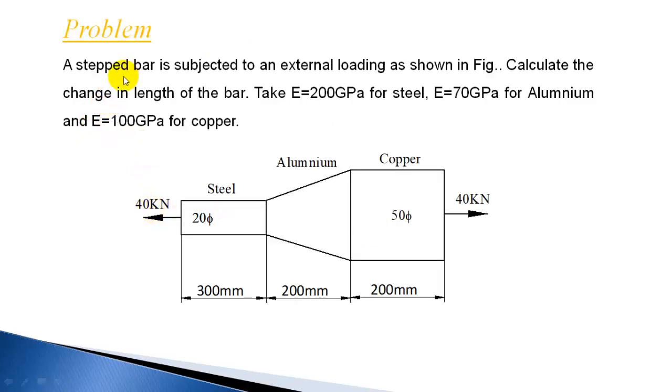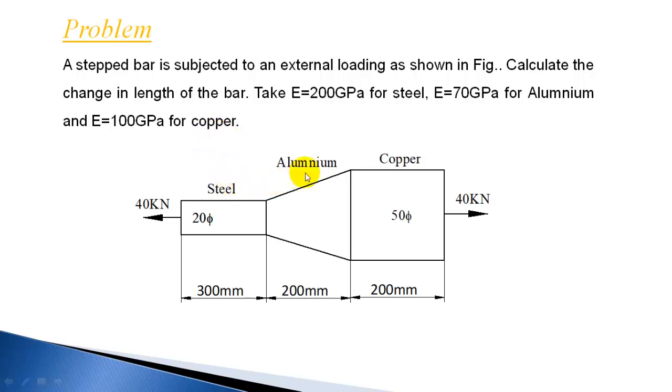Now in the figure a step bar is shown. A step bar is subjected to an external loading as shown in figure. Calculate the change in length of the bar. Take E equal to 200 gigapascal for steel, E equal to 70 gigapascal for aluminum, and E equal to 100 gigapascal for copper.